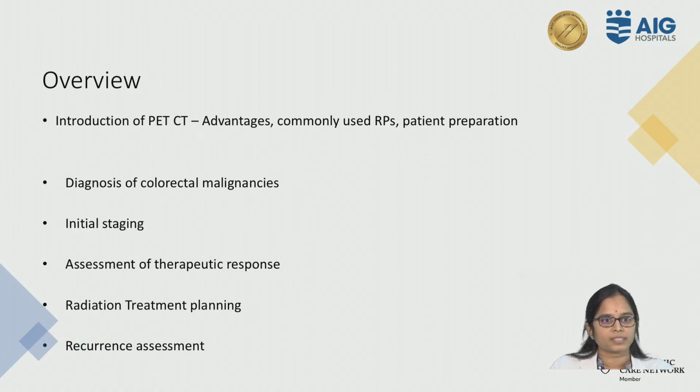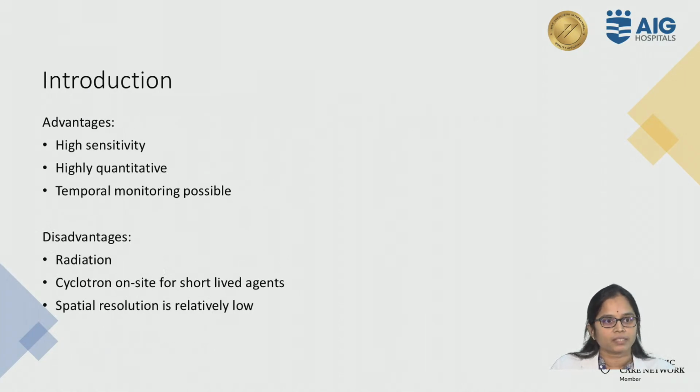First, what are the basic advantages of PET CT? Why does the patient require PET CT? The basic advantage is high sensitivity, and it is also quantitative, and especially it is useful for temporal monitoring, meaning whenever the patient is planned for neoadjuvant chemoradiotherapy, PET CT is quite useful to see whether the patient is responding to the treatment or not, which acts as a prognostic indicator. But it has its own disadvantages. First is radiation exposure.